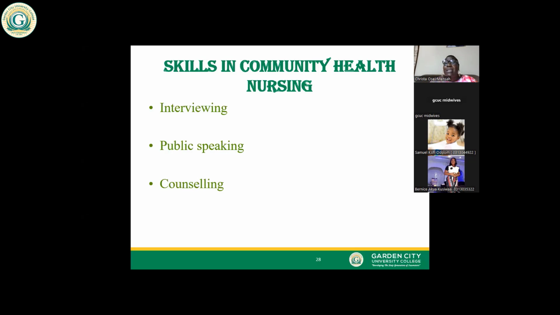And then counseling, the skill of counseling. Counseling is not giving people advice. There's a difference between giving people advice, teaching people what to do, and counseling. You see, when you are counseling somebody, you tell the person the pros and the cons. You give them the do's and the don'ts.